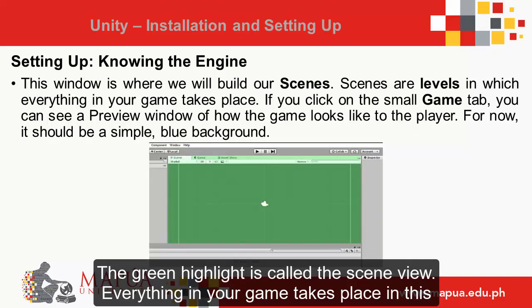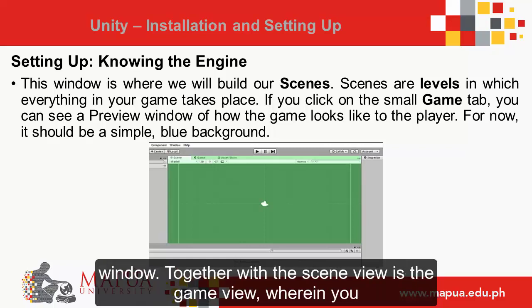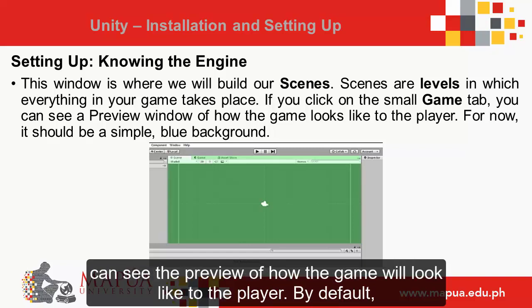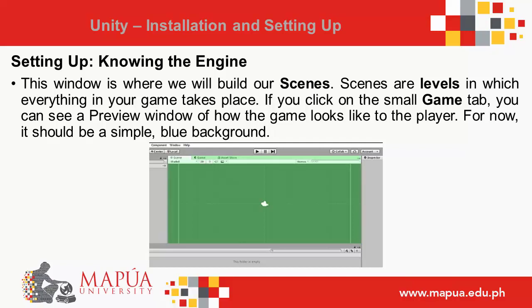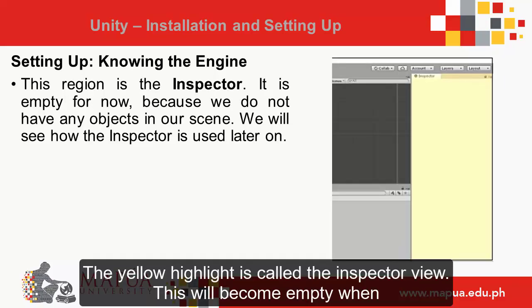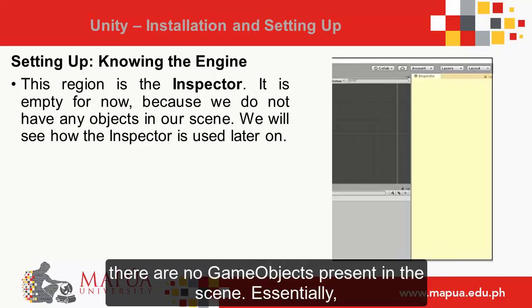The green highlight is called the Scene View. Everything in your game takes place in this window. Together with the Scene View is the Game View, wherein you can see the preview of how the game will look like to the player. By default, it should be a plain blue background. The yellow highlight is called the Inspector View. This will become empty when there are no game objects present in the scene.